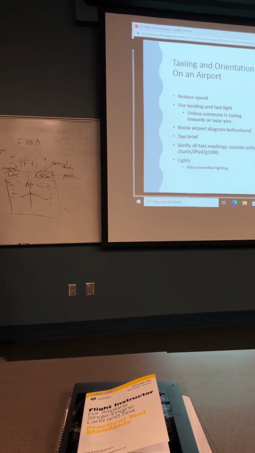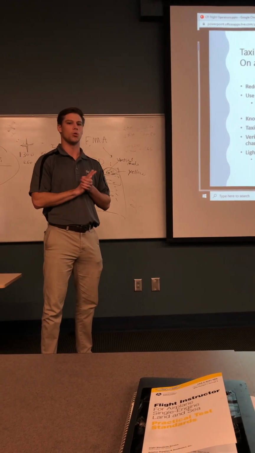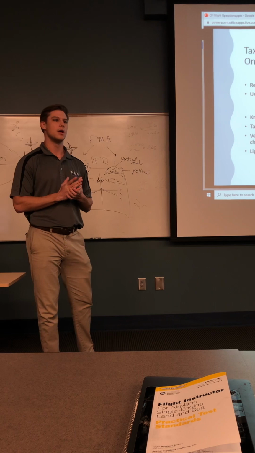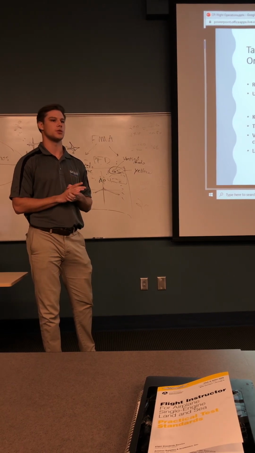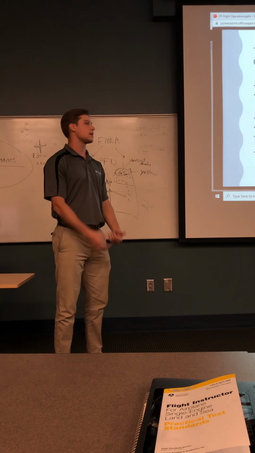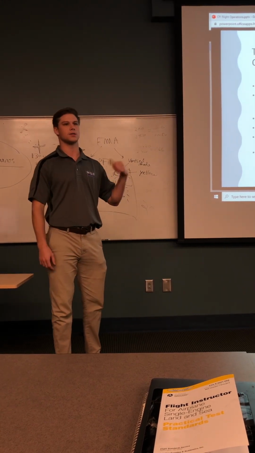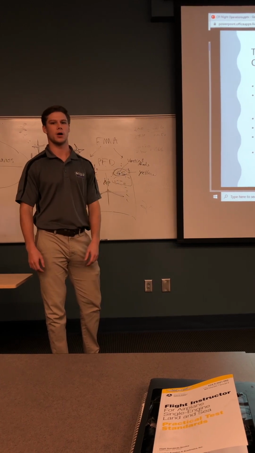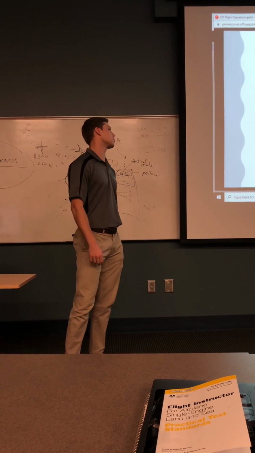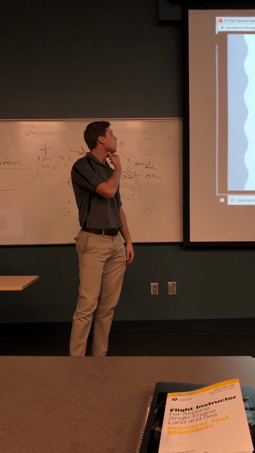And then taxiing and orientation at an airport: you want to reduce your taxi speed more than normal just because it's darker. You just slow down, be more situationally aware. Use your landing light and taxi light to help you see. Unless somebody's taxiing towards you, then you want to go ahead and turn your strobes and landing light off, that way you're not blinding them. Maybe switch from strobes to fin strobes. Turn that landing light off if someone's coming at you, that way you're not blinding them.